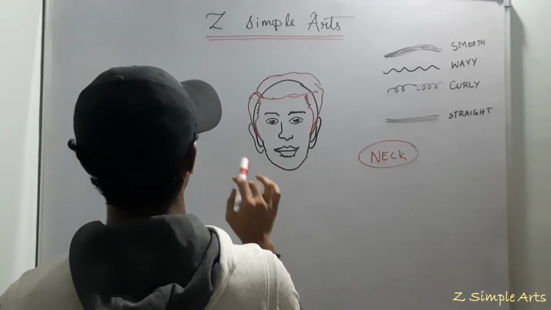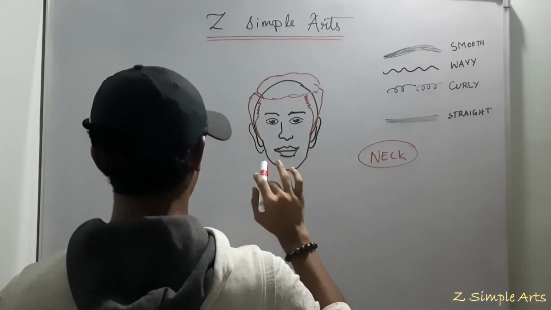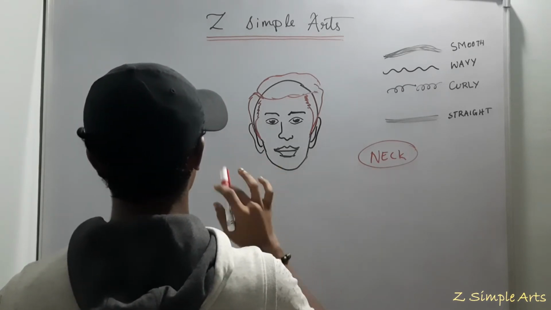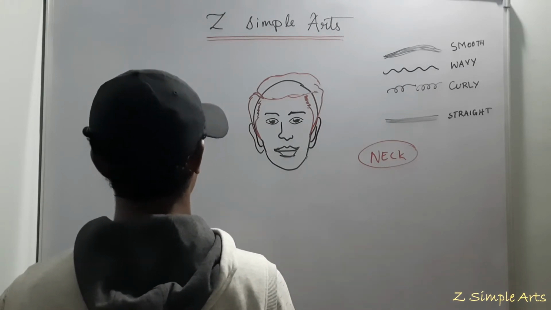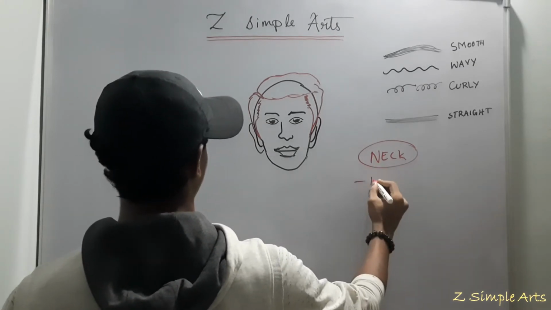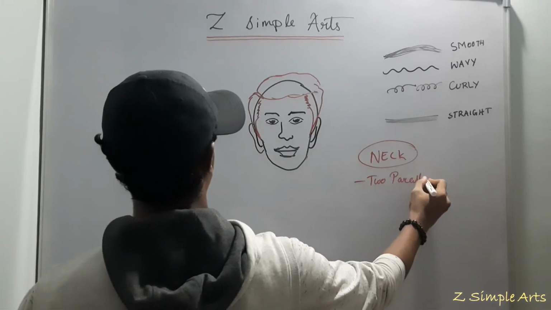Without neck, the portrait of this face is incomplete. So neck is compulsory when you are trying to do a portrait. What to do now? Simple. Neck is basically two parallel lines.